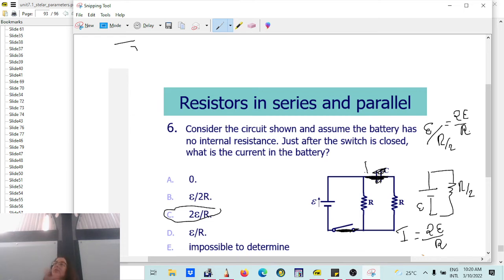So remember, I forgot if it's a conceptual question or not, but if you have a circuit in parallel, the equivalent resistance is always lower than the lowest one. And if you have a circuit in series, the equivalent resistance is larger than the largest one. Okay? So see, we are reviewing.